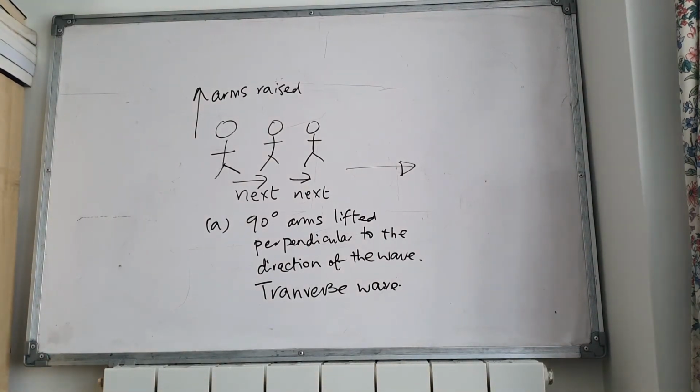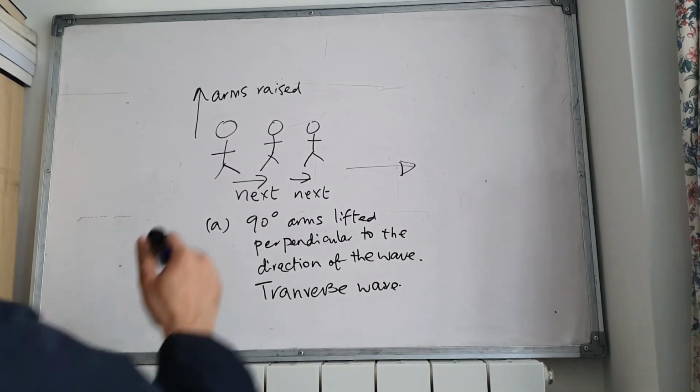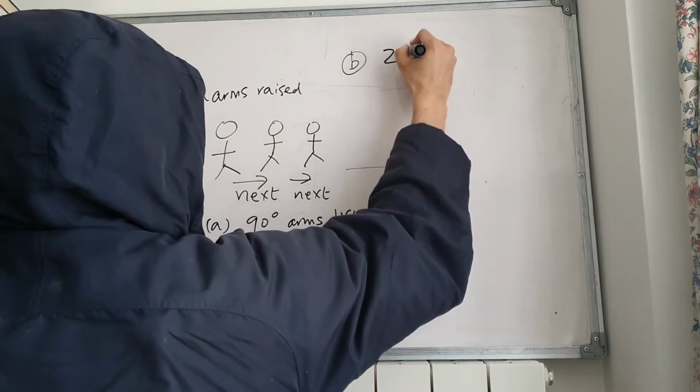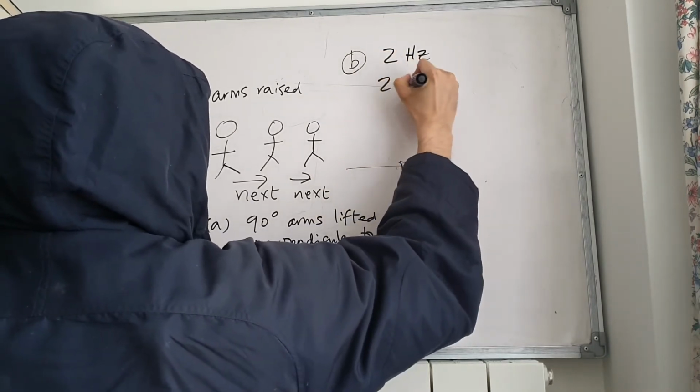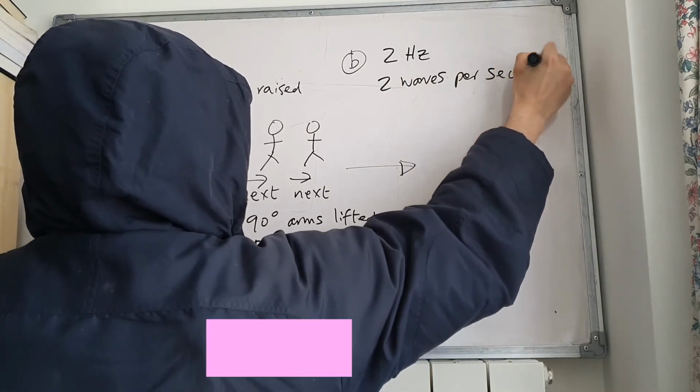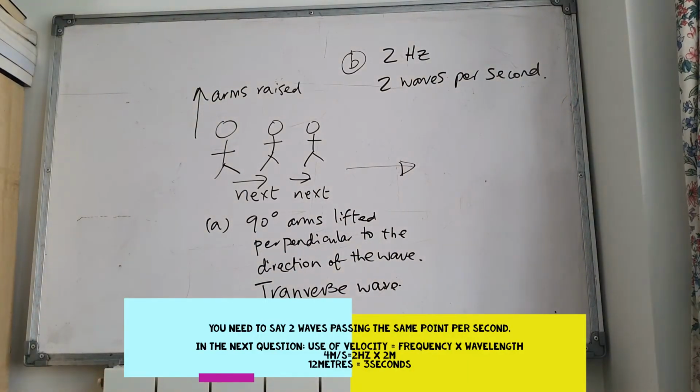For part B, what is the meaning of 2 Hertz? So 2 Hertz will be 2 waves per second. So for part B, 2 Hertz is 2 waves per second. What about part C?